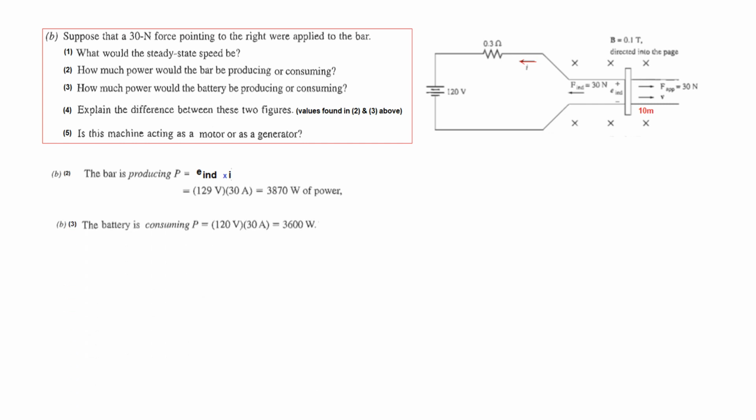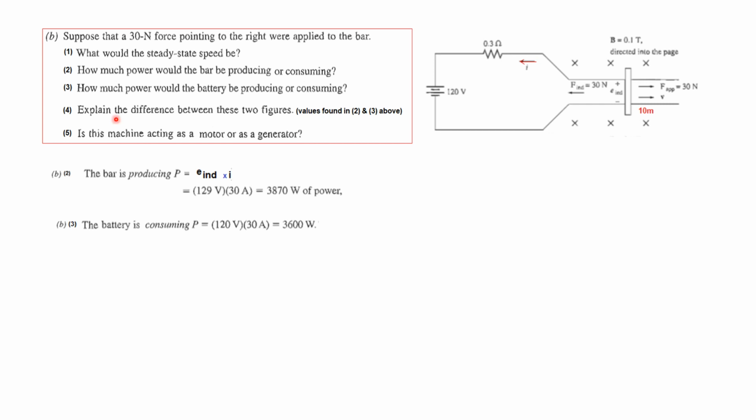The next part is how much power would the battery be producing or consuming. Now the induced voltage is 129 and the battery voltage is 120, therefore the bar is supplying the battery. That means the battery is consuming power. The battery voltage is 120 and the current through the circuit is 30 amperes, so the power consumed by the battery is 3600 watts.